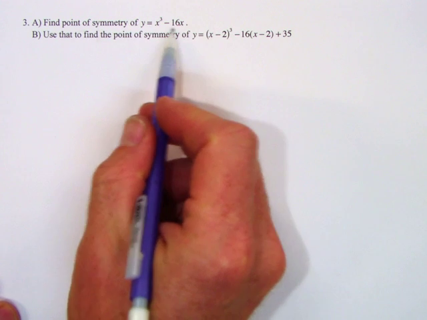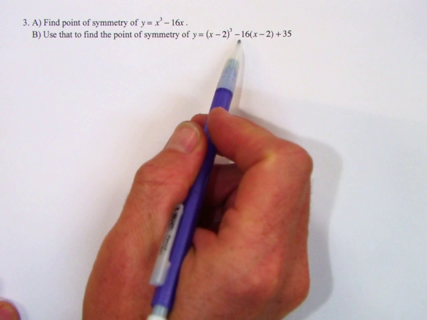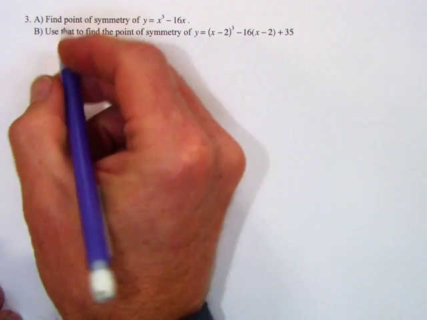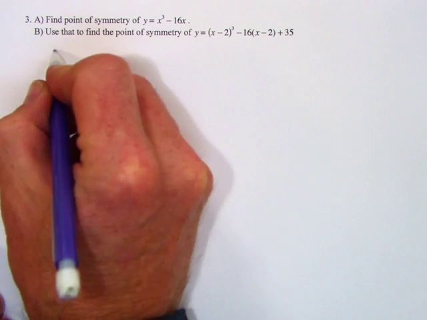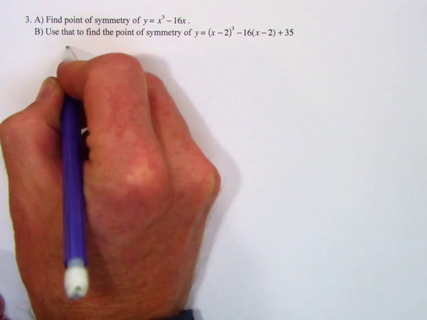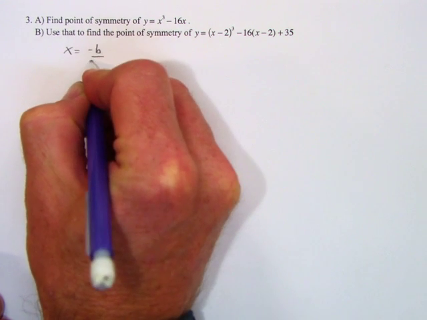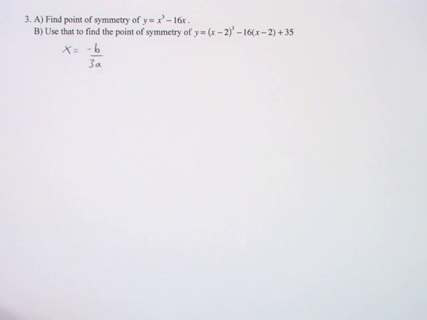Find the point of symmetry and use that point to find the point of symmetry of this one. Now, this is a good review because we haven't done one in the last couple days. How do we find the point of symmetry? Remember, that was just a formula I gave you. This is x equals negative b over 3a.